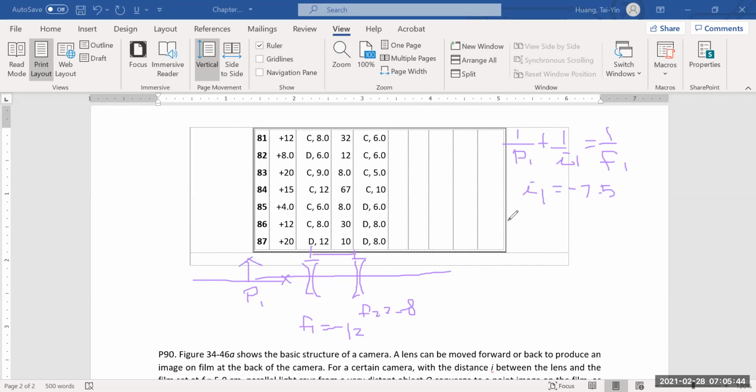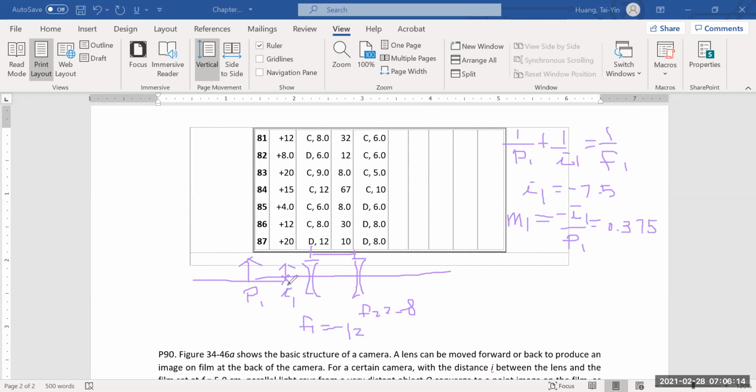So then let's look at the orientation. Your M1 is equal to negative I1 over P1. Because I1 is negative, the negative sign makes it positive, and P1 is positive, so you will get a positive value. So for M1, you will get 0.375. M1 being positive means it has the same orientation as the original. So this is where your I1 is, and it's smaller. Okay, so this is your I1.